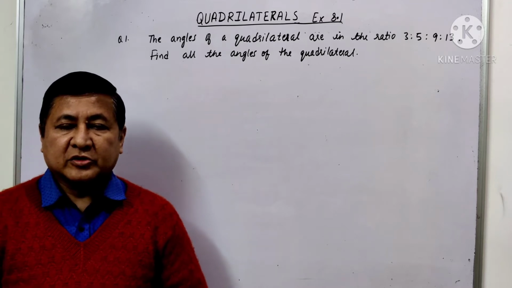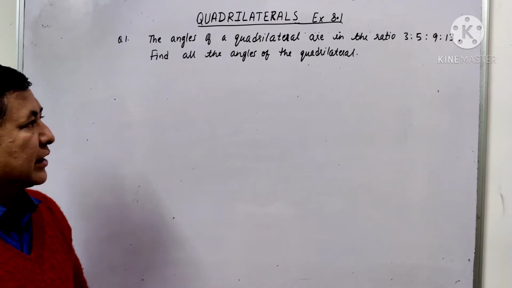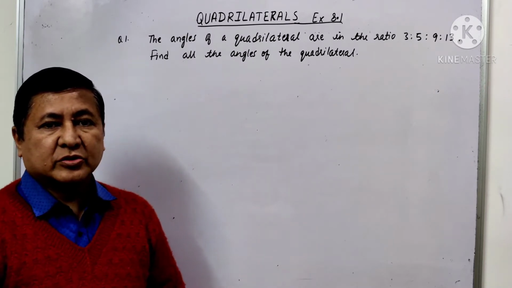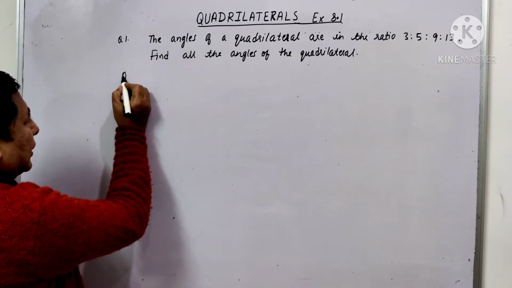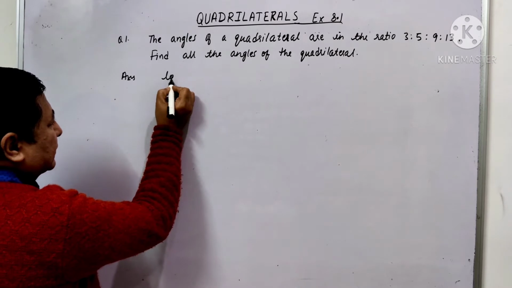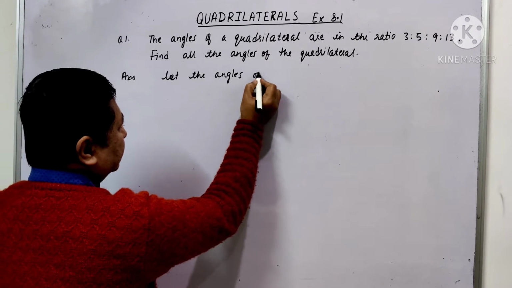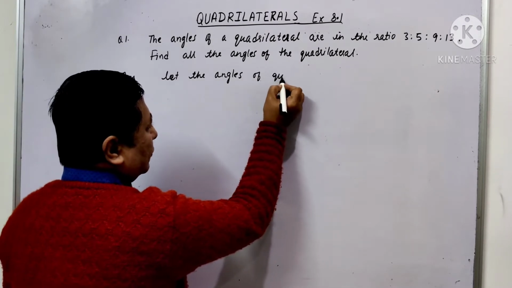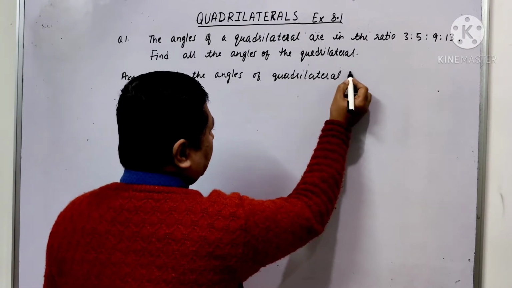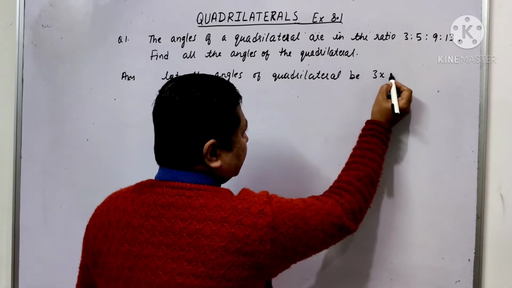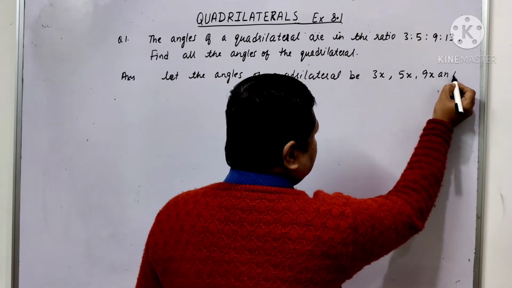Now let us solve the first question of exercise number 8.1. The angles of a quadrilateral are in the ratio 3 is to 5 is to 9 is to 13. Find all the angles of the quadrilateral. Now let the angles of the quadrilateral be 3x, 5x, 9x and 13x.